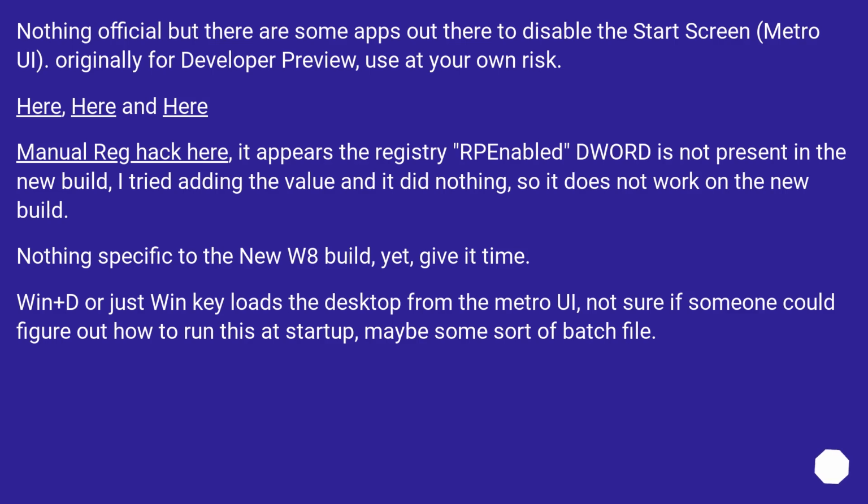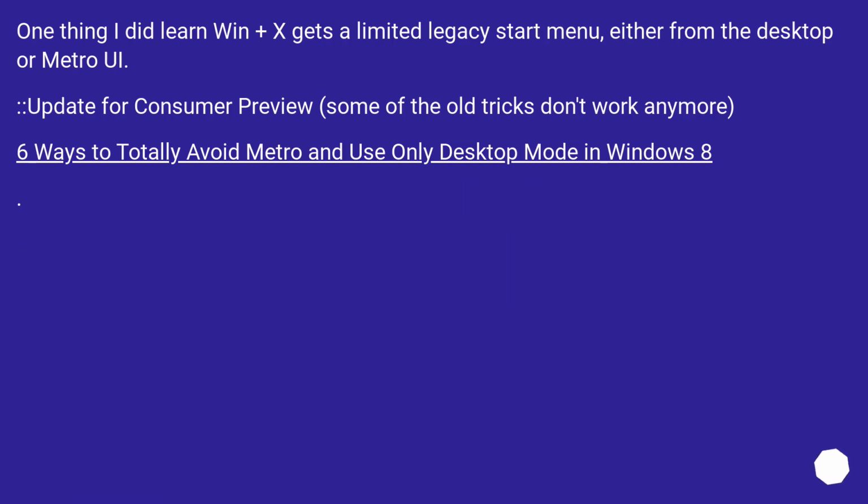Win+D or just the Win key loads the desktop from the Metro UI. Not sure if someone could figure out how to run this at startup, maybe some sort of batch file. One thing I did learn: Win+X gets a limited legacy start menu, either from the desktop or Metro UI. Update for consumer preview, some of the old tricks don't work anymore.